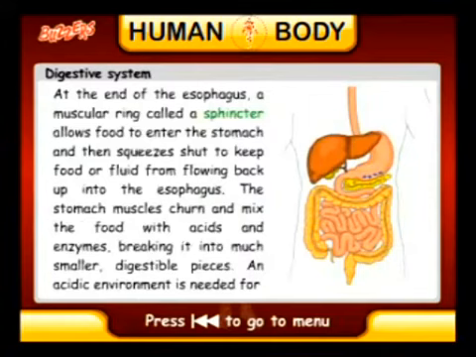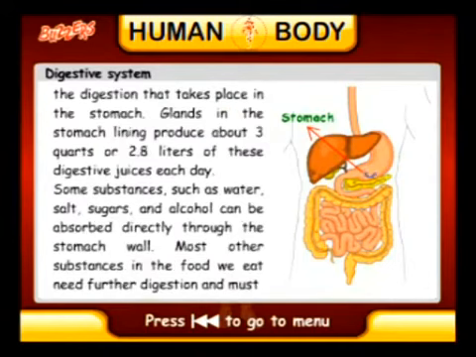At the end of the esophagus, a muscular ring called a sphincter allows food to enter the stomach and then squeezes shut to keep food or fluid from flowing back up into the esophagus. The stomach muscles churn and mix the food with acids and enzymes, breaking it into much simpler digestible pieces. An acidic environment is needed for the digestion that takes place in the stomach. Glands in the stomach lining produce about 3 quarts or 2.8 liters of these digestive juices each day.